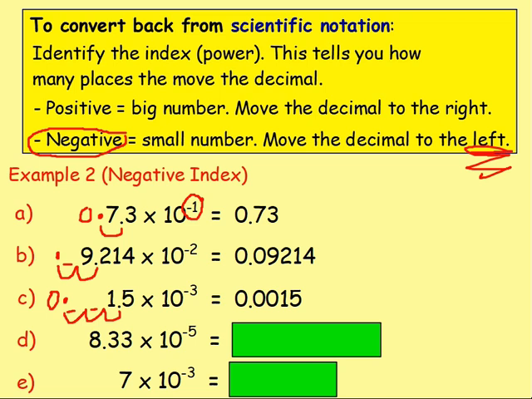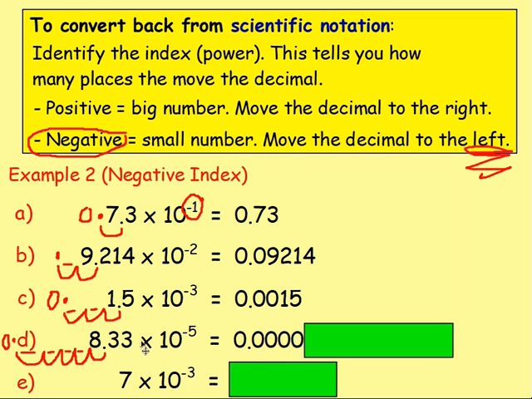Okay, for D, 8.33 times 10 to the power of -5. How would you do that one, Stephanie? Good. 5 means you would move the decimal 1, 2, 3, 4, 5 places. You would end up with 0 point, and then you would see that there are 1, 2, 3, 4 spaces. So you fill those spaces in with zeros. So you have 0 point, and then the 4 spaces become 4 zeros, and then after that, the 8, the 3, and the 3. 0.0000833 is your answer. Good.